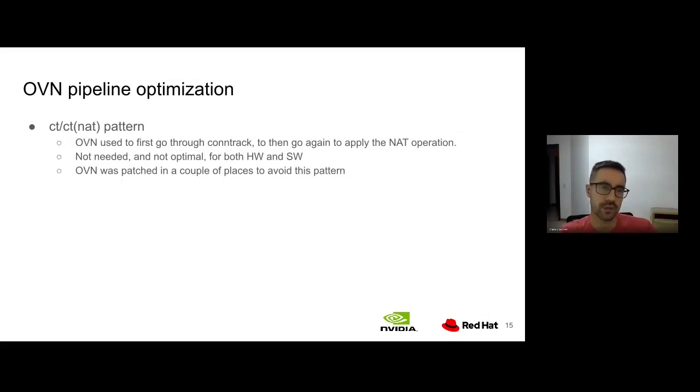Opportunity for improvement. OVN used it to do CT and then CT net. So it relied on 2 rules, on 2 flows to do the net operation. That's not needed and also not optimal for both hardware and software data path. So OVN was patched in a couple of places to avoid this pattern.